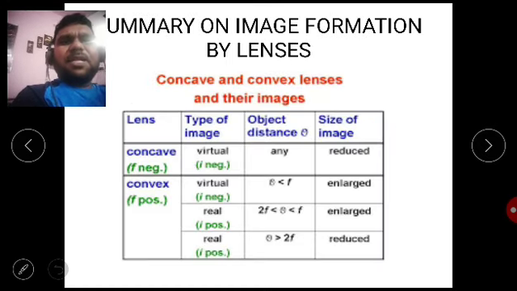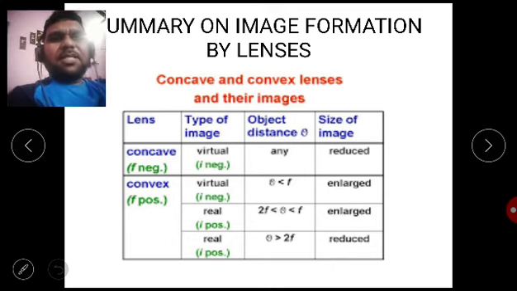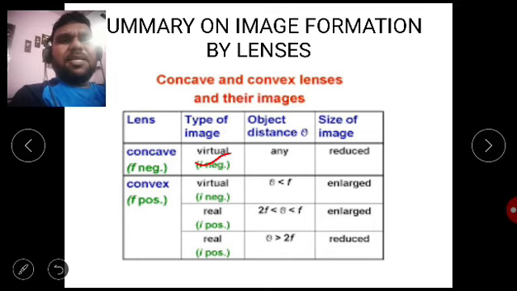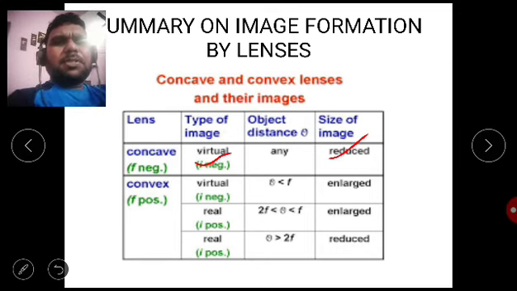And now we will discuss the summary of the image formation by the lenses. Concave lens always forms a virtual image, and wherever you place the object, it will form a virtual image. And what will be the size of the image? Reduced. Object distance can be any.